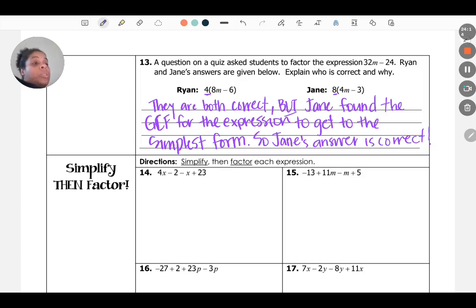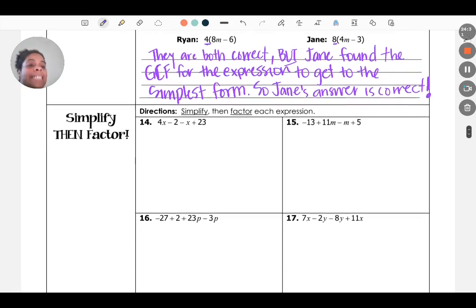Is the most correct. She's correct. She's not wrong. She's just not the most correct. And so on a test, Jane would get full credit, whereas Ryan would get partial credit because he didn't find the simplest form. And that's what factoring is, simplest form. All right, let's get some practice in.